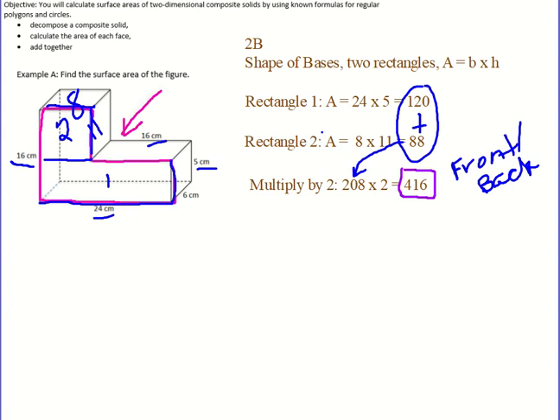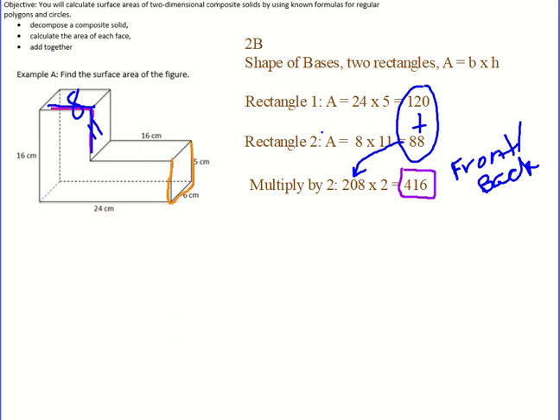And I'm going to erase some of this off my diagram. We don't need all this still. So we have the front and the back faces. Now the faces we have left to work with are the lateral faces. The lateral faces of this figure are the ones that wrap around.